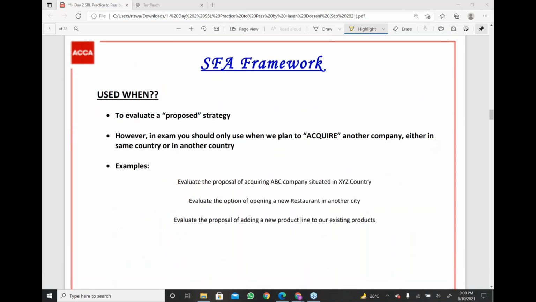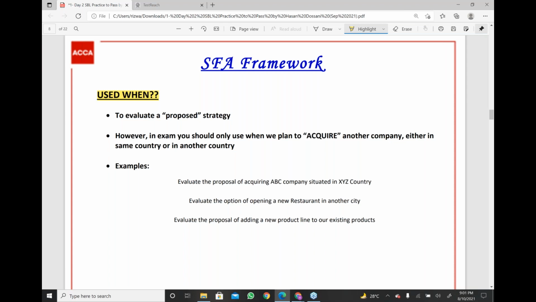Now the biggest topic of SBL, the SFA framework. SFA stands for suitability, feasibility, acceptability framework. Now this topic is perhaps the most important topic of SBL from an exam point of view, because every alternate attempt a question is being asked on SFA, right? So the first thing is, why is SFA used, when it is used, how does it help, what does it help in?